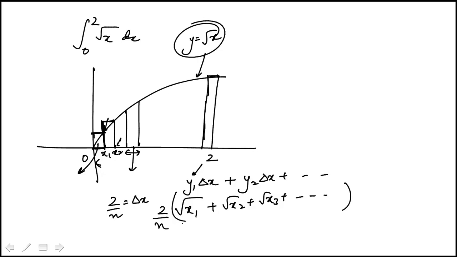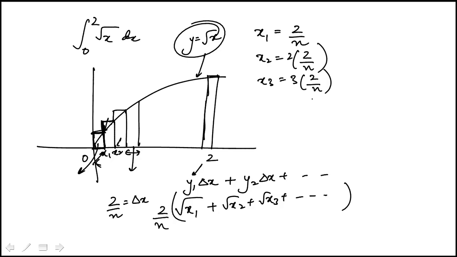So this is the sum we're looking for, but I have to write it in terms of n. And if you look here, x1 is going to be 2 over n, just the length of that interval. And x2 would be twice that, because I have 2 blocks here. And then same thing, x3 would be 3 times 2 over n. And what we have to do is to replace it here. I'm just going to write the first few.